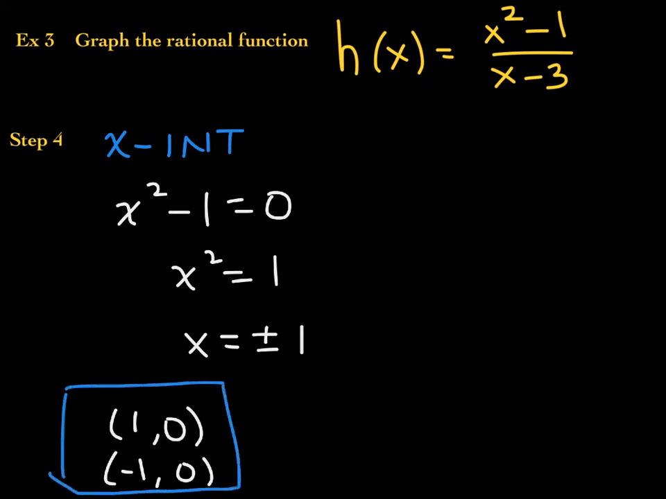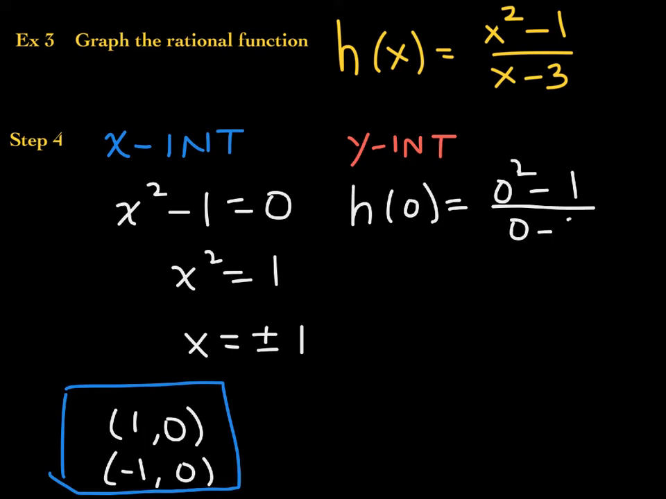Now let's find the y-intercept. The y-intercept is always found by substituting 0 in for x. So basically, h of 0. So it'll be 0 squared minus 1 over 0 minus 3. So negative 1 over negative 3 will be positive 1/3. So then it's (0, 1/3) as your one and only y-intercept.